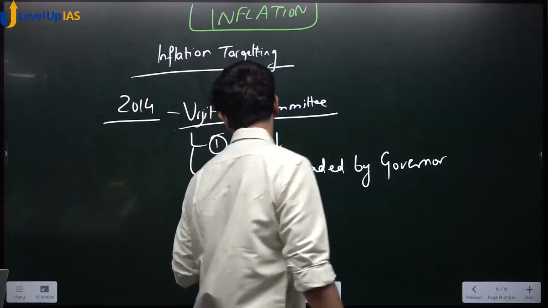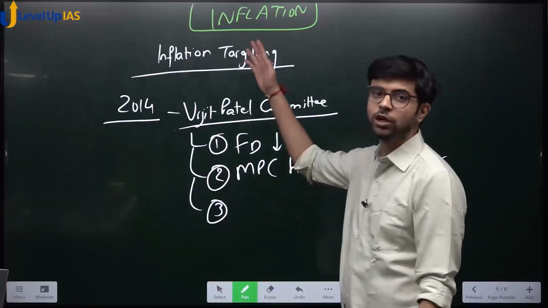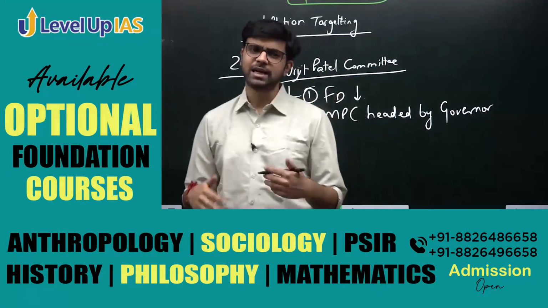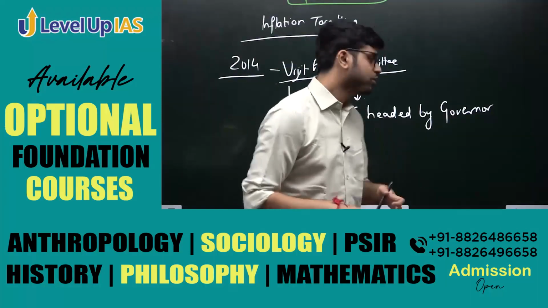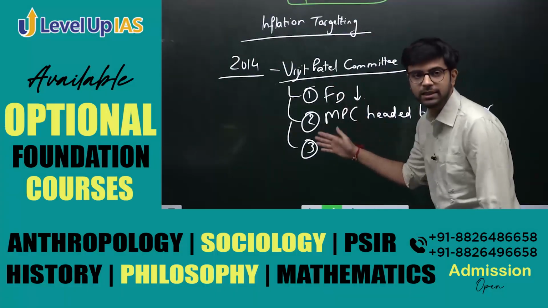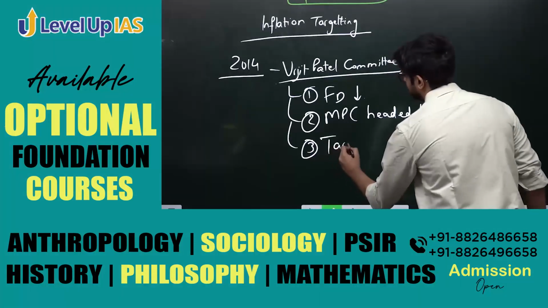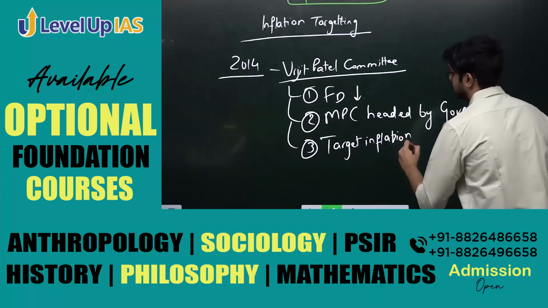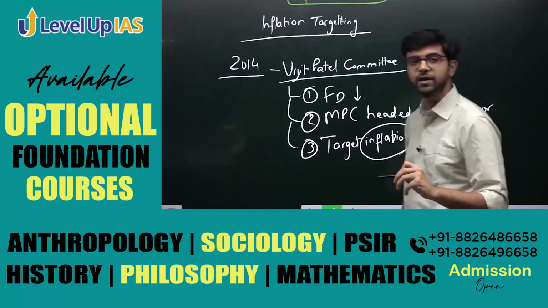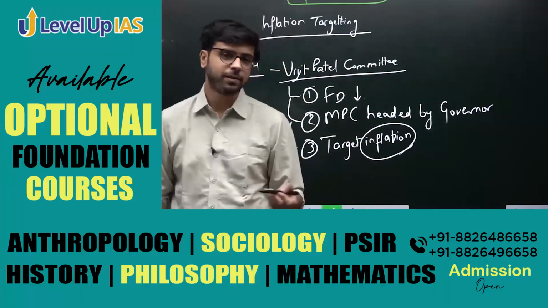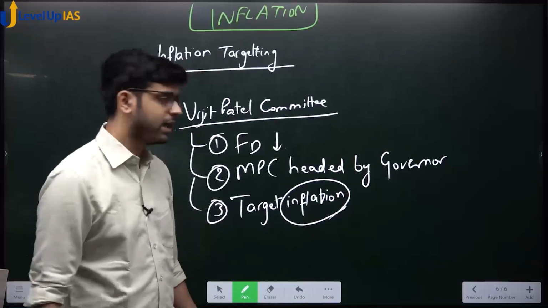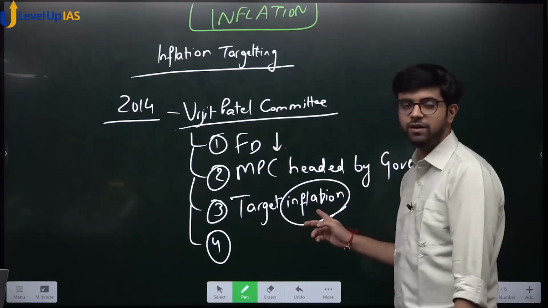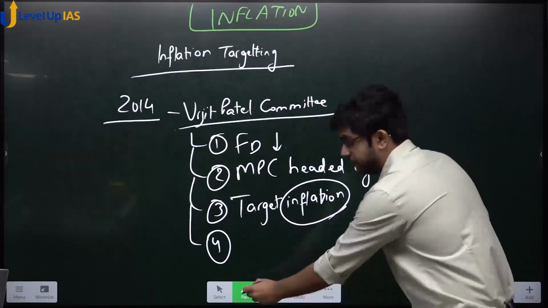Third part. I have not told you yet, but inflation is of various types. There is wholesale inflation, there is retail inflation. Inflation is of various types. I have not told this to you yet. Okay? So the Urjit Patel Committee said that we should target inflation. Which inflation, that I am not disclosing yet. We'll see in the inflation chapter, and then I will tell you which inflation they are targeting. Okay?